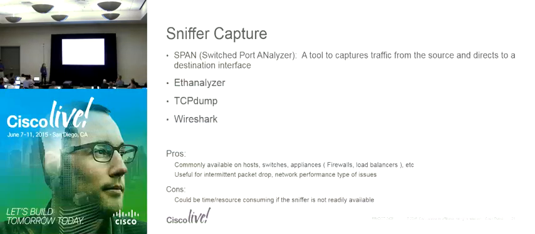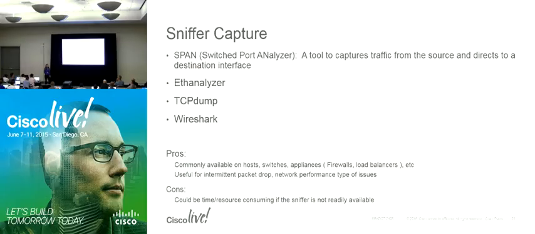So the good thing with the sniffer capture is it's commonly available, and a lot of appliances can do that. Like the example I gave earlier on the filers, they can actually do sniffer on the filers. For Cisco firewall, you can do that. All the Nexus platforms, you can do that. And it's actually really useful for intermittent packet drops.